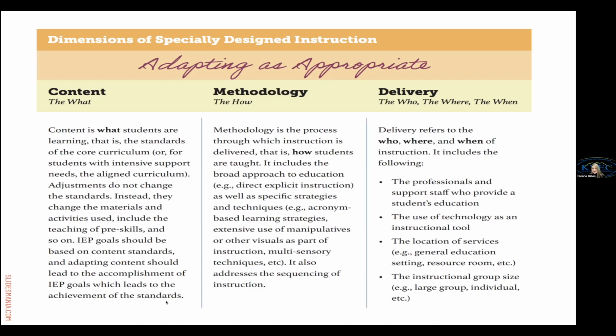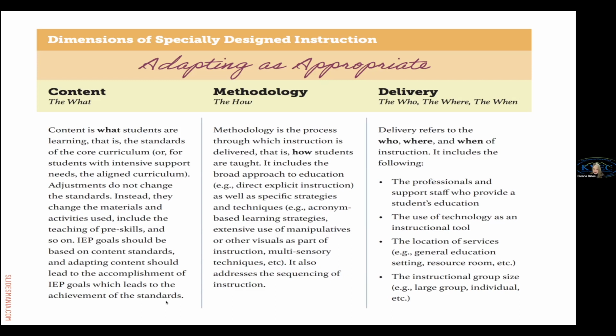Then the next one is the delivery. And that's the who, the where, and the when. Here we're talking about how we're going to deliver that instruction. Are we going to use technology as tools? Where are we going to have those services provided? Is it going to be in the general ed classroom with a co-teacher? Are we going to pull students out to the resource room? You may have several students in one grade level, but some of them need to be in the co-teaching general ed setting. Some of them need to be in the resource room. Some of them need a little extra time in the resource room. Again, that goes back to the individual. We have to make sure that's individualized for each student.